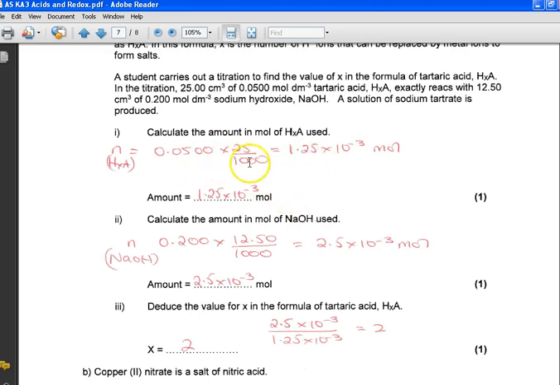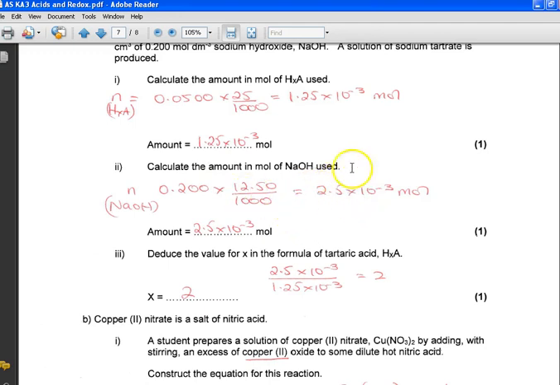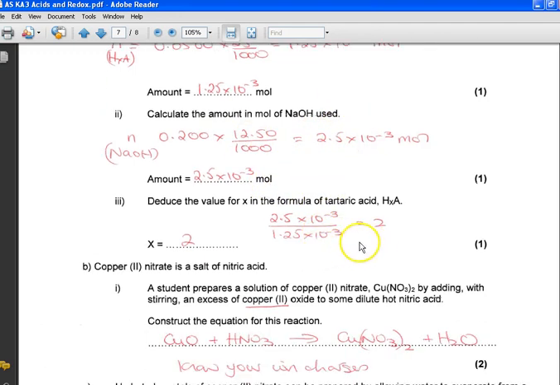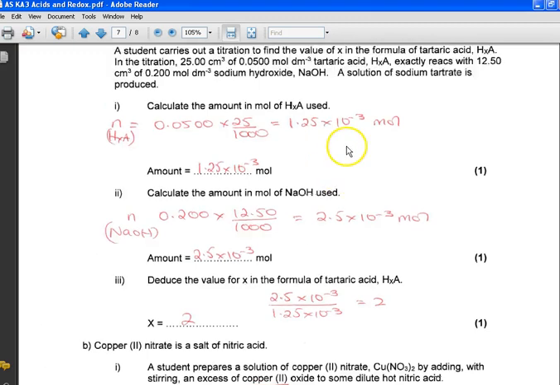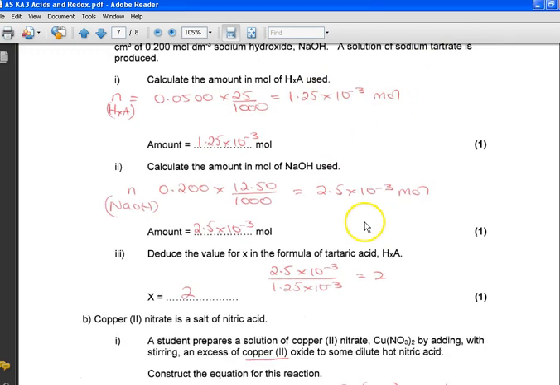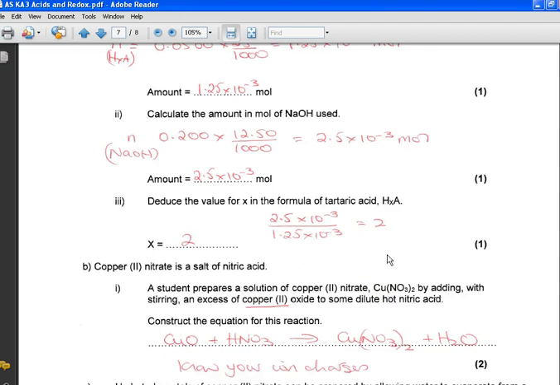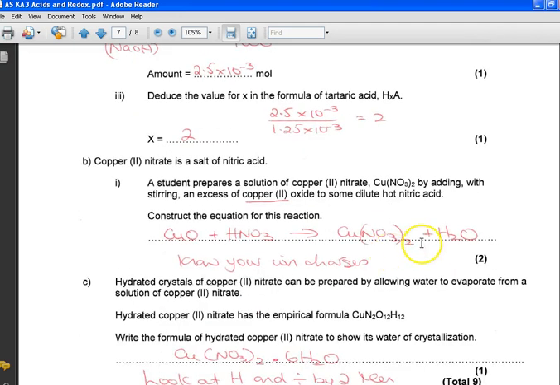So your moles of HXA, yeah, it's obviously number of moles equals concentration times volume. Amount of moles of NaOH, all this information is coming from the question. And we can see that we've got twice as many moles of NaOH to HXA, and we know that it exactly reacted with it at that point. So if there's twice as many moles, then there must be twice as many H's, so X must equal 2, and the calculation is there. You're dividing the number of moles of NaOH by the number of moles of HXA.